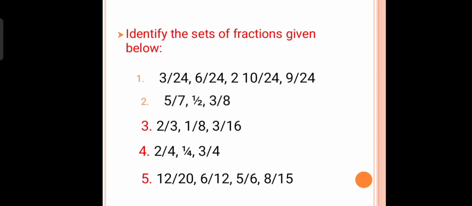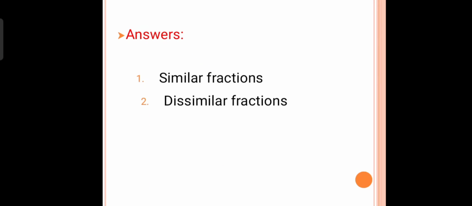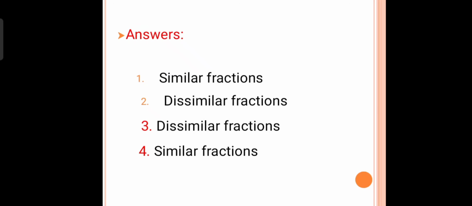Let us try to correct your answers. Check your papers. Here are the answers. Number 1, similar fractions. Number 2, dissimilar fractions. Number 3, dissimilar fractions. Number 4, similar fractions. Number 5, dissimilar fractions. Are all your answers correct? Very good.